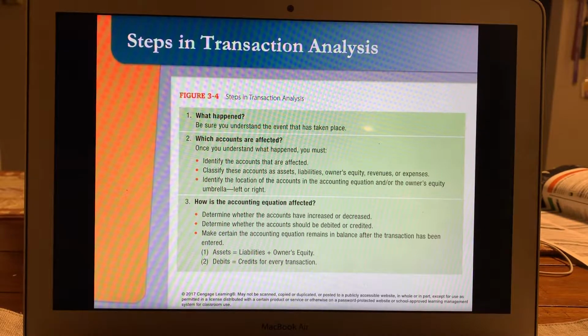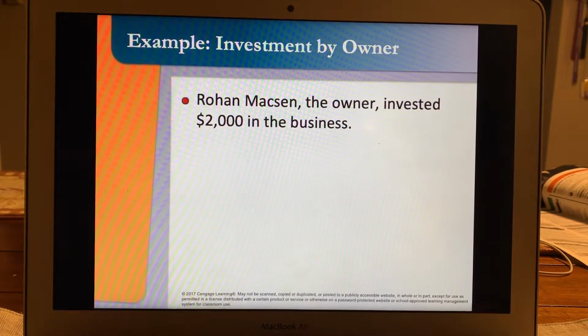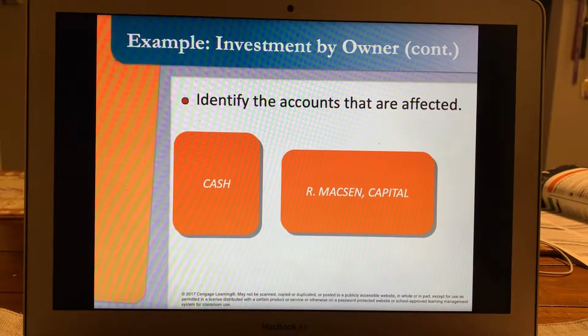You have to think, okay, which accounts are affected? And with double entry accounting, always make sure you are debiting and crediting the right accounts. The third step is, how is the accounting equation affected? In your head, you have to understand how it's affecting the accounting equation and make sure that it balances. So Rohan invested $2,000 in the business, so cash, and then capital.